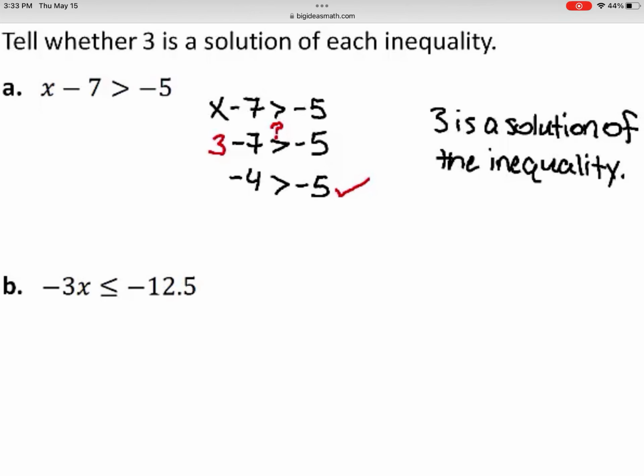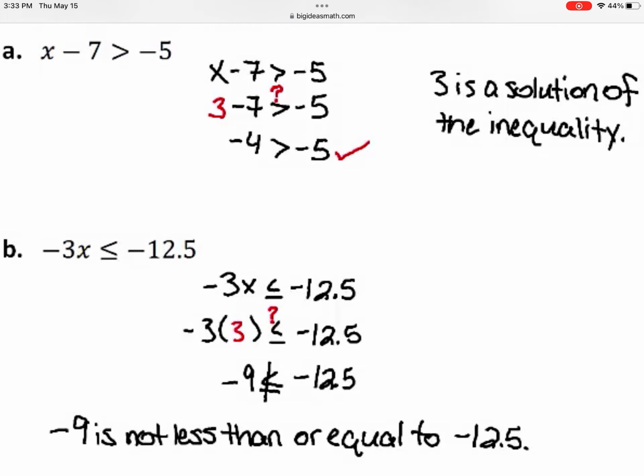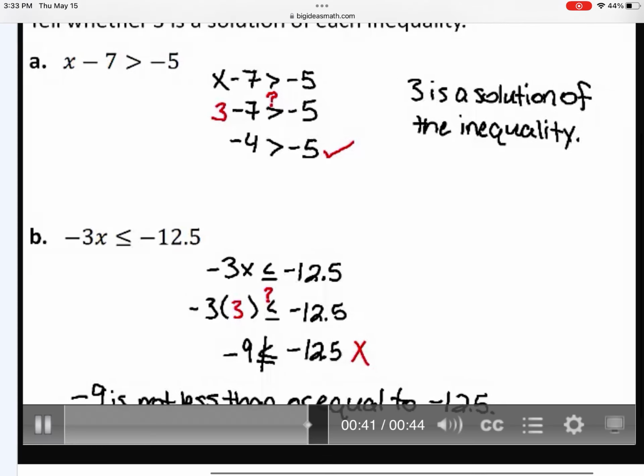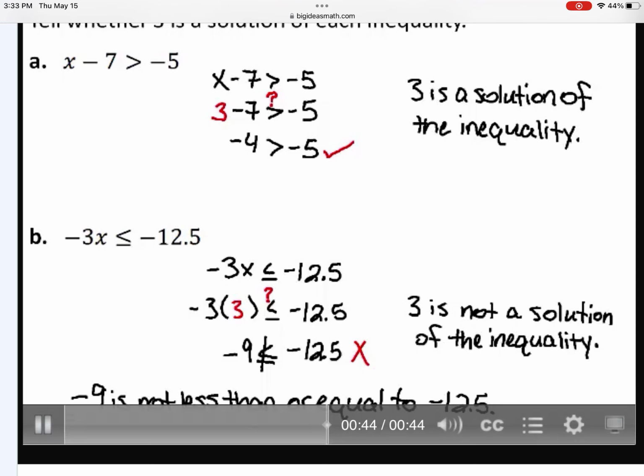Part B. -3x is less than or equal to -12 5/10. First you want to write the inequality, then substitute 3 for x. -3 times 3 is -9. Because -9 is less than or equal to -12 5/10 is a false statement, 3 is not a solution of the inequality.